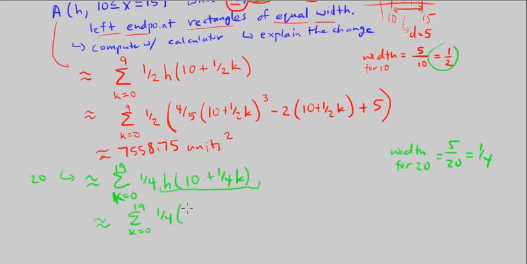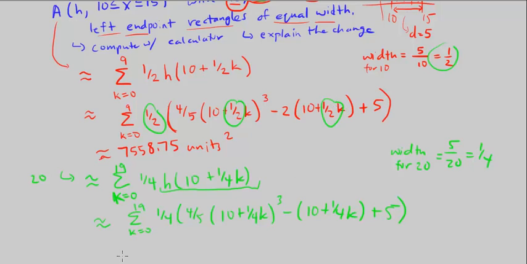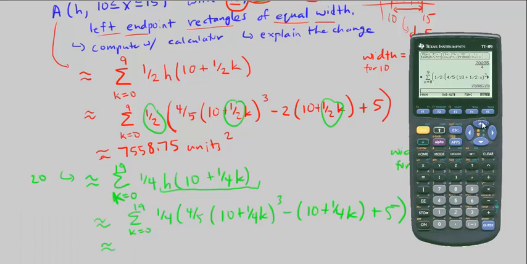So here we are, so we're just 4/5 times this cubed minus 2 times this plus 5. Okay, so it's going to be 4/5 times this cubed minus this, which is 10 plus 1/4 k plus 5. Okay, so if you look and compare these, this changed to 1/4, this changed to 1/4, and this changed to 1/4. Everything else is the same. Let's put it in our calculator. So I could just use this and change all those 1/2s to 1/4.